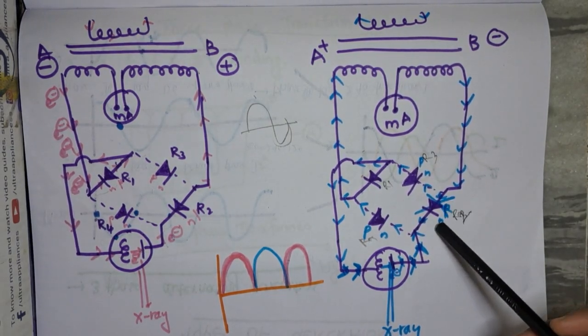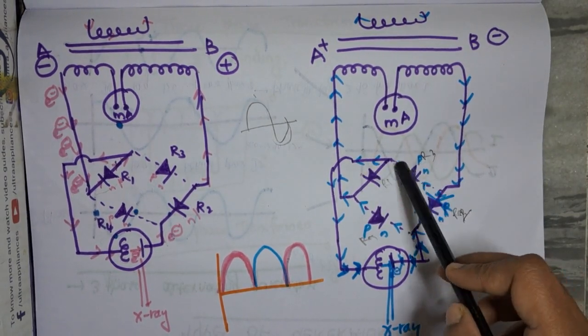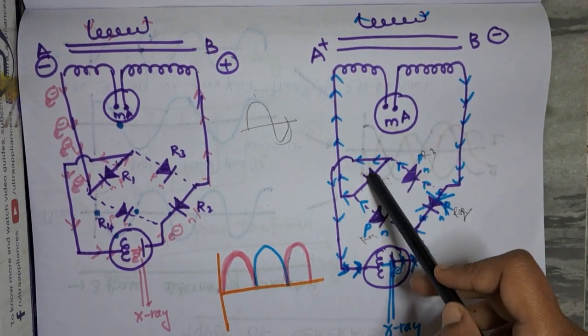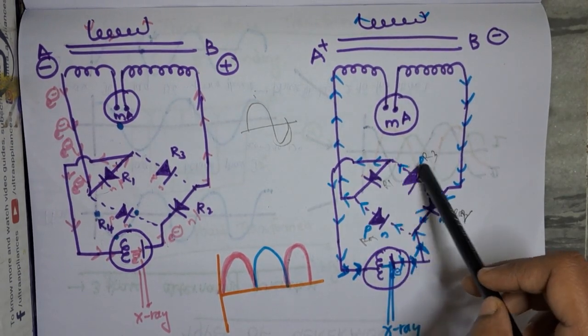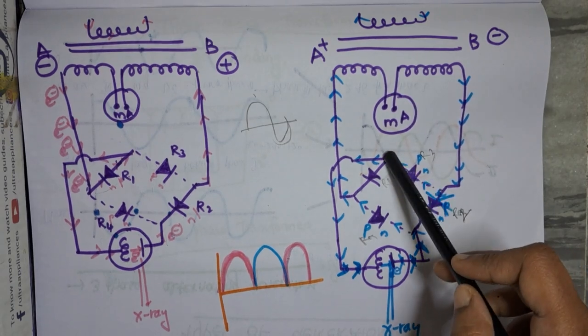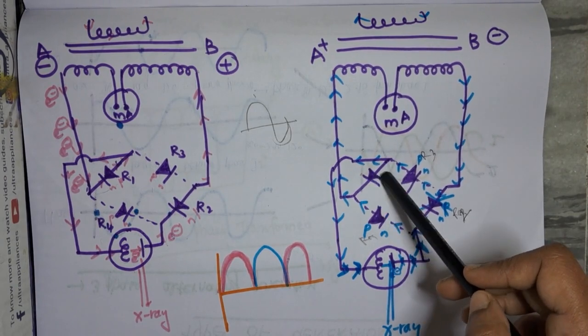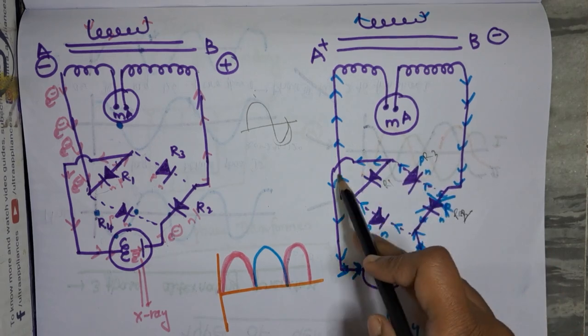So electrons cannot flow from P to N. So electrons will flow from N to P. So they will reach R3. From R3, again here at the junction, it has two options. It can either go to R1 or it can go to the X-ray. From R1 they cannot move, because it is from P to N, so it cannot go through R1. So then the electrons can go through the X-ray.